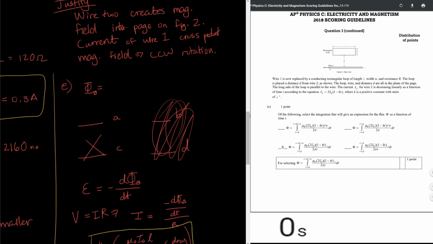All right. We do indeed get the correct selection here. You get 1 point there for part E.